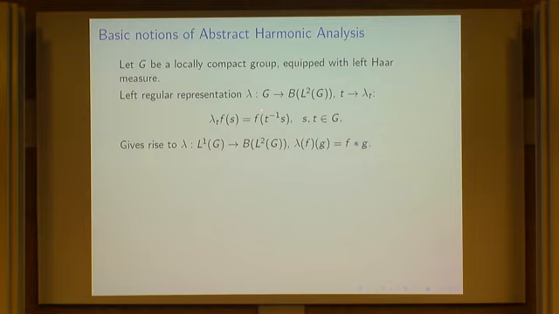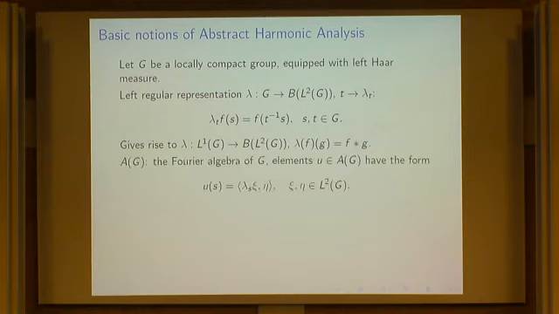Let's denote by lambda the usual left regular representation of the group, which then lifts to a representation, the left regular representation of the L1 convolution algebra of the group. It acts by convolution like that. And let's denote by A(G), as usual, the Fourier algebra of G.